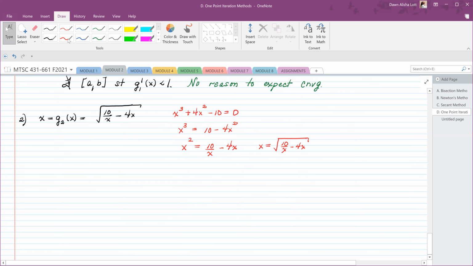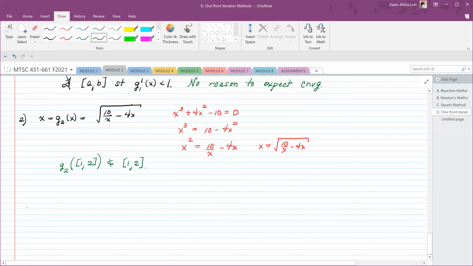So now here's the problem with this one. The problem with this is twofold. One, the first problem is that this G that I have does not take the interval 1, 2 back into the interval 1, 2. So that's the first problem.